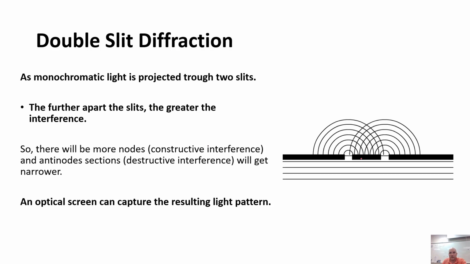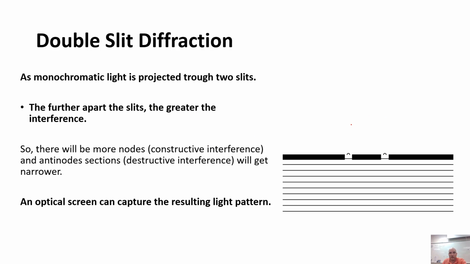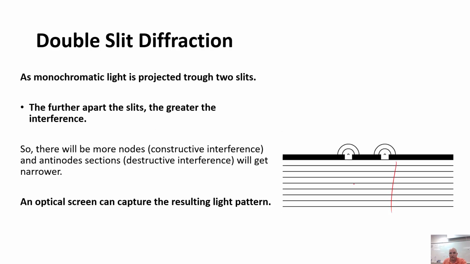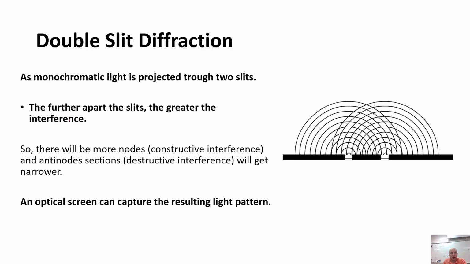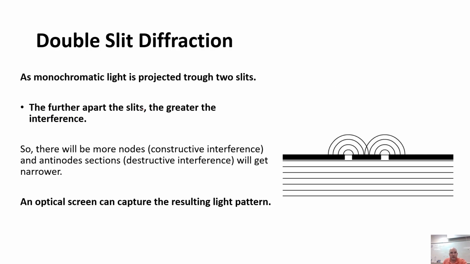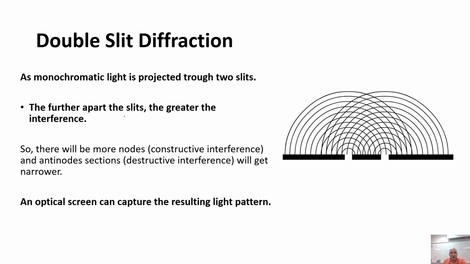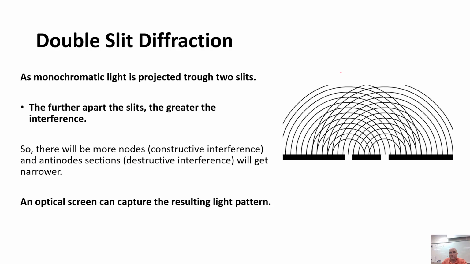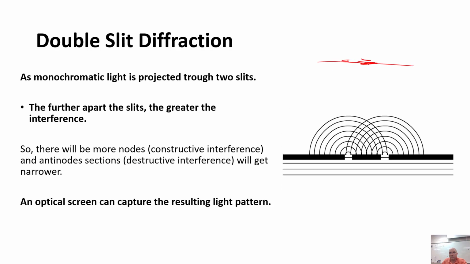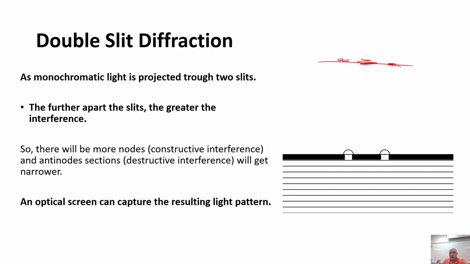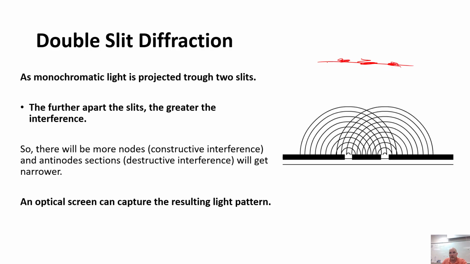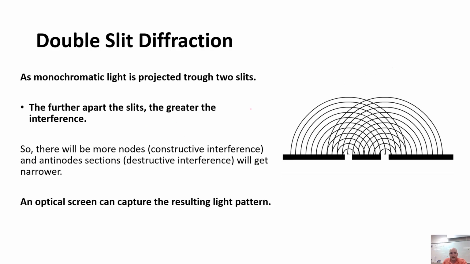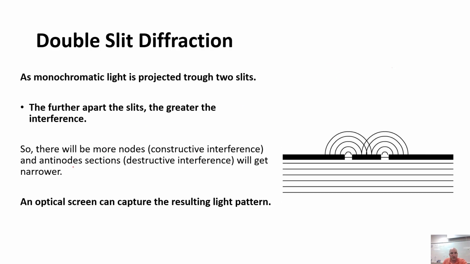And lastly, sometimes you'll see double slit interference, and you'll see even more of a pattern. You shine a red light through, and it goes through these two slits. The further apart the slits, the greater the interference pattern that will occur. So there'll be more nodes, constructive interference, and antinode sections. Instead of a really large maximum and a few areas of light, you're going to have a much more intricate pattern, with many more lines going on. So more nodes and more antinodes.